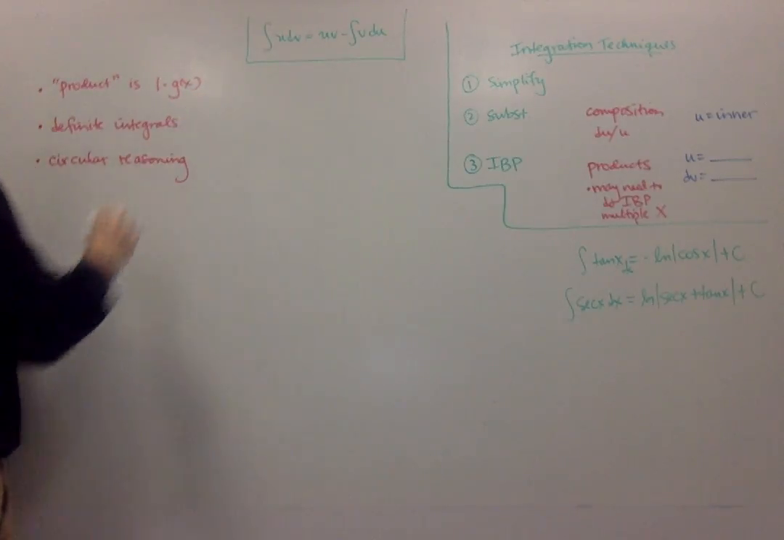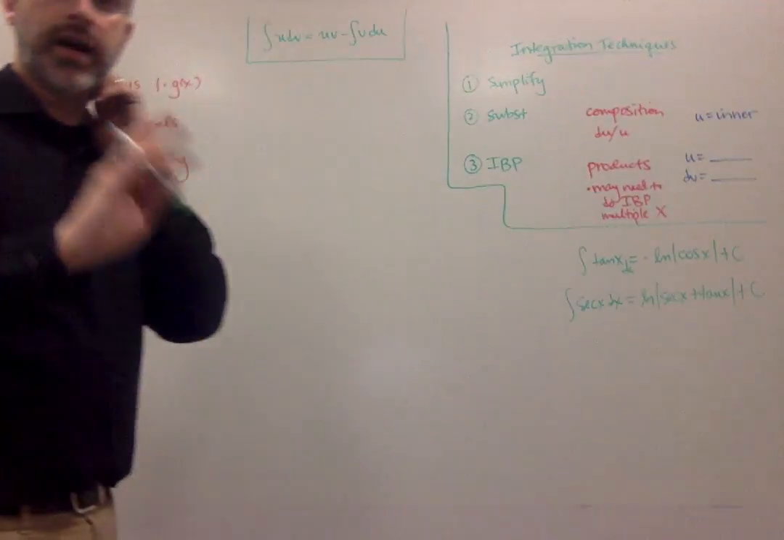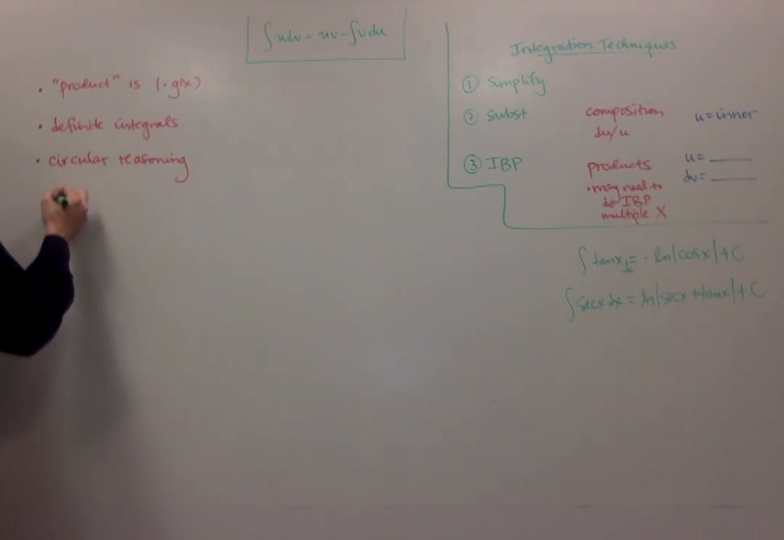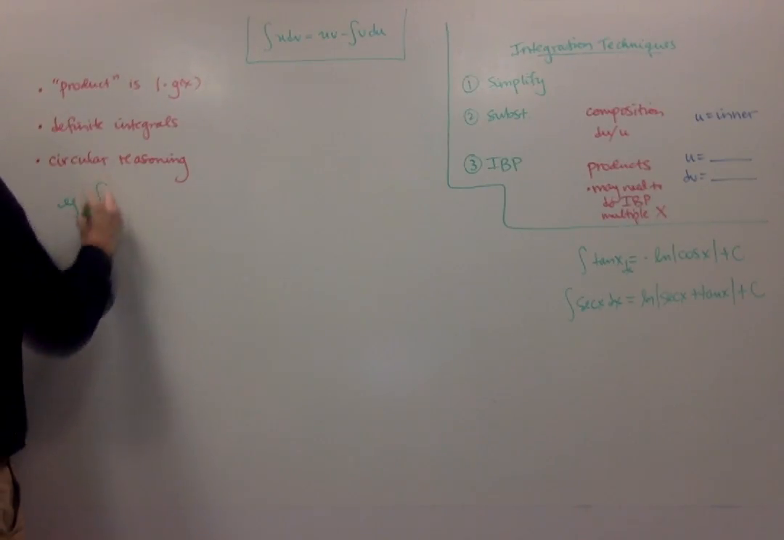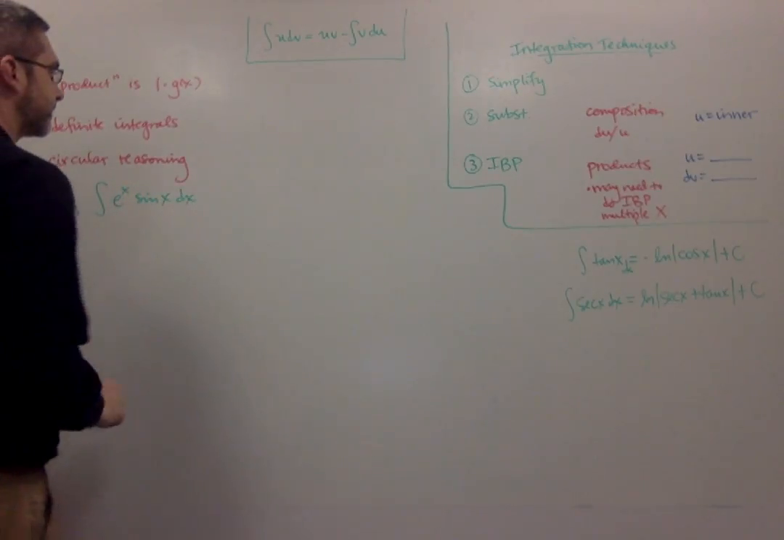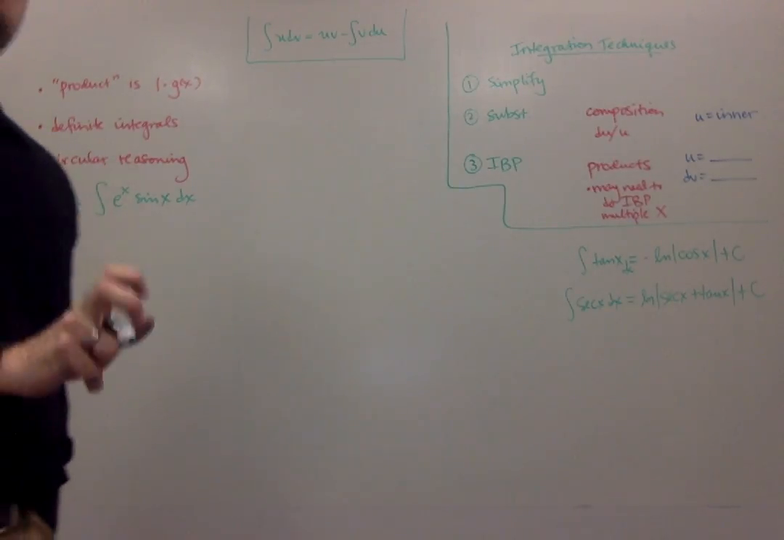Now, what in the world do I mean by circular reasoning? The best way for me to describe this is to do a problem and show you something that's happening here. So let's take the example e to the x times sine of x. And I'll show you two examples of this sort of circular reasoning.